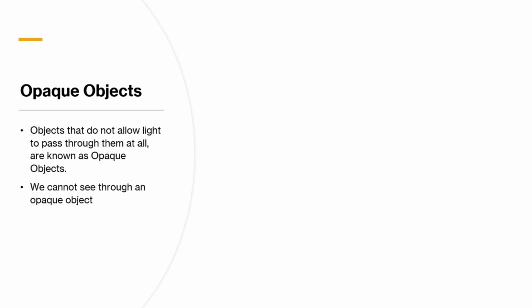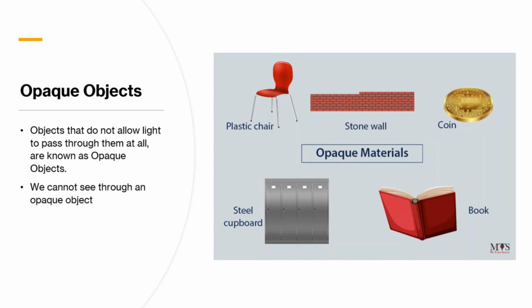Objects that do not allow light to pass through them at all are known as opaque objects. We cannot see through an opaque object. Stone walls, books, metal coins, and leather are some examples of opaque objects.